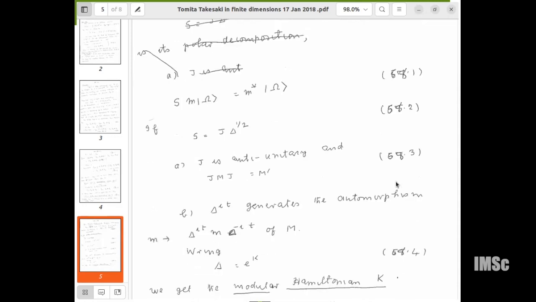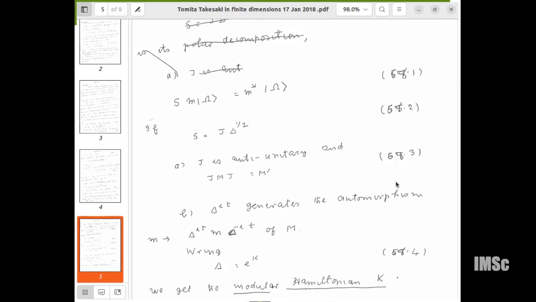The second thing is equally remarkable. If I do this decomposition, I'll show it to you. Then this delta is a positive operator, and you can imagine delta to the power IT is a unitary operator. You can conjugate the matrix M by delta to the power IT. The remarkable thing is that when I conjugate it, I don't leave M. I stay in M.